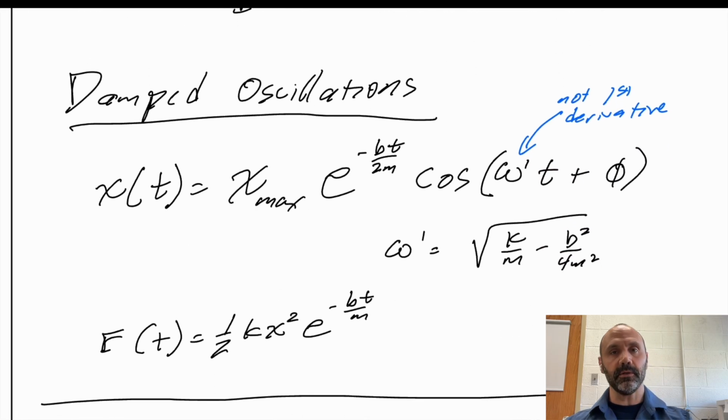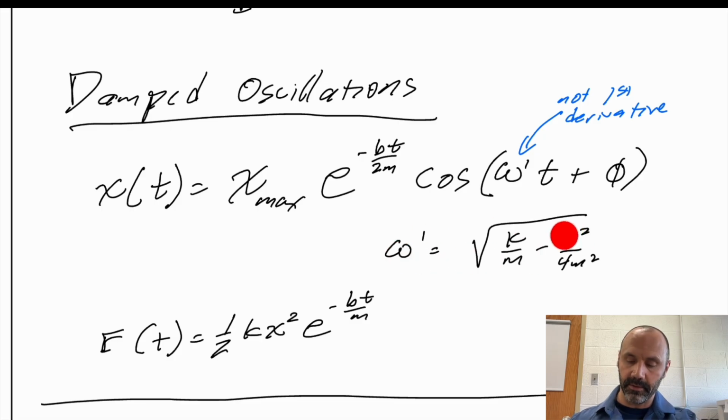Damped oscillation. As things are oscillating back and forth, a spring or a pendulum, eventually everything slows down, and so that looks like this, right? Over time, it decreases. So the amplitude is decreasing according to e to the negative bt over 2m, but the omega is also changing. It's a different omega because you've got forces involved there, and this is omega prime.